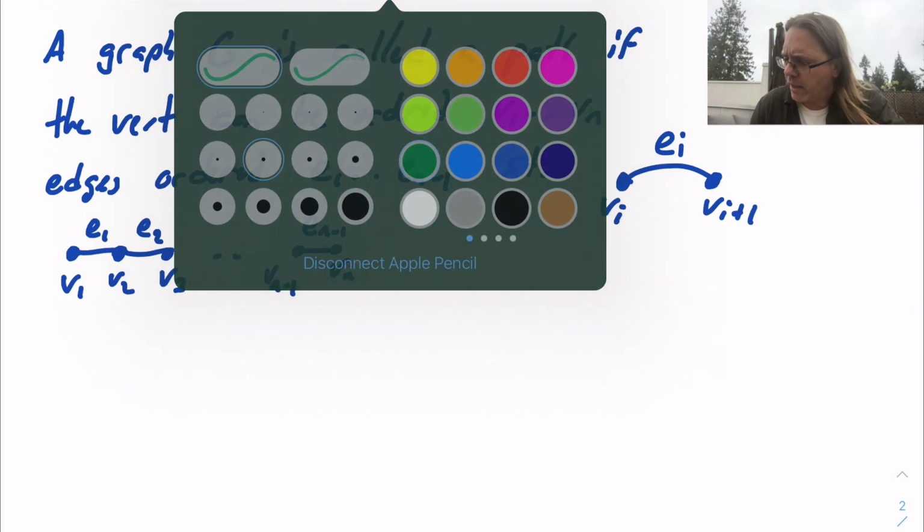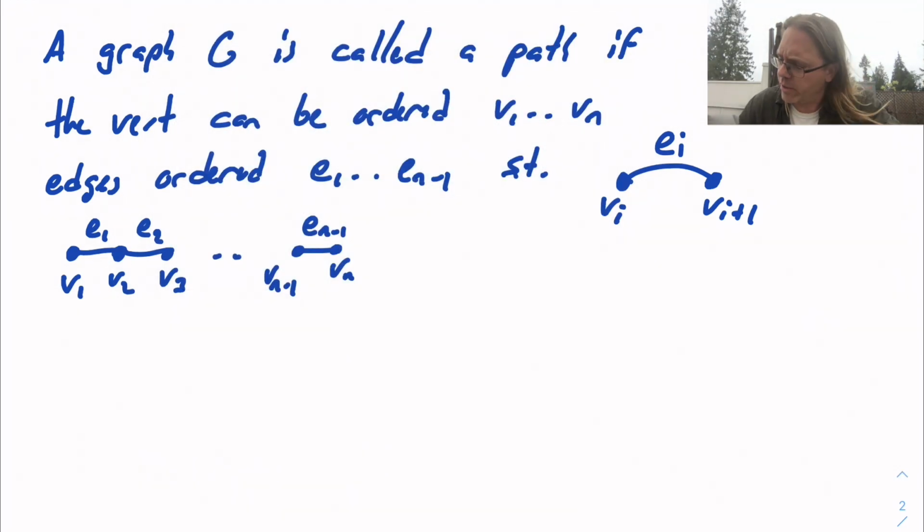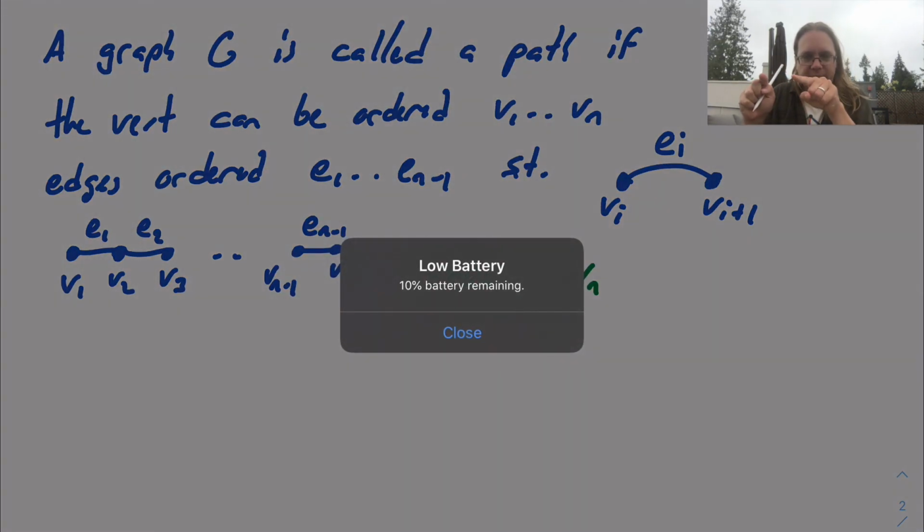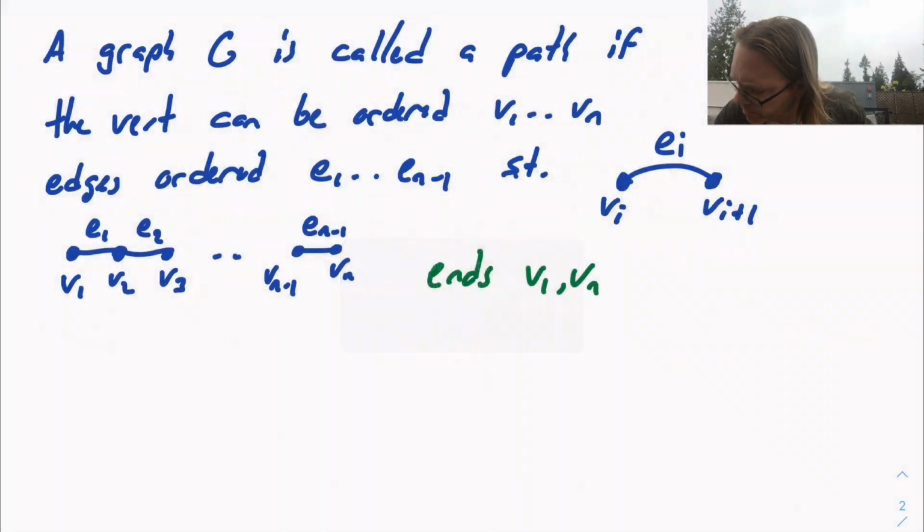A couple of additional descriptors will be useful here. The ends of this path are the two vertices on the end, v1 and vn. The length of the path is n minus 1, the number of edges. If you think about moving along a graph by standing on a vertex, moving along an edge is like a step. You take a step along to another vertex. So the length would be the number of steps you'd need to take to go from one end of your path to the other. So the length here would be n minus 1.